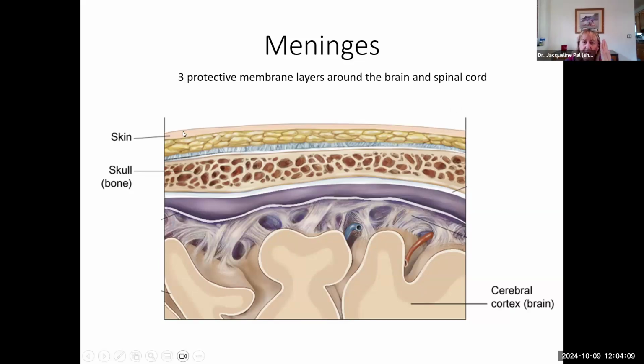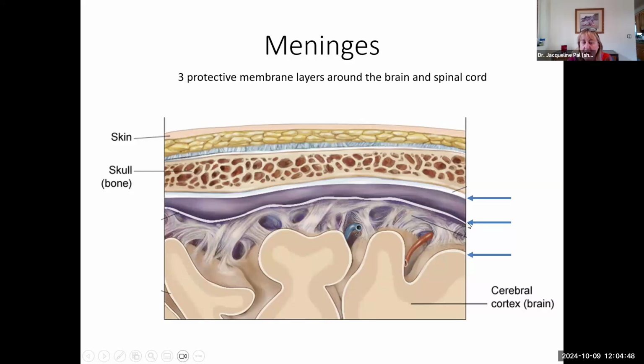This drawing shows that if you looked at your head, first you would have skin. Underneath the skin, we have some fat, and underneath that, we have our skull bone. And then deep to the skull bone, we are going to have three layers of meninges. Now, the thickest one is the one that's right next to the bone. And in fact, in the skull, it is also the periosteum of the skull bone. So it's dense, fibrous, connective tissue everywhere.